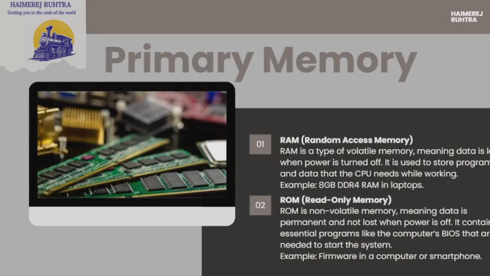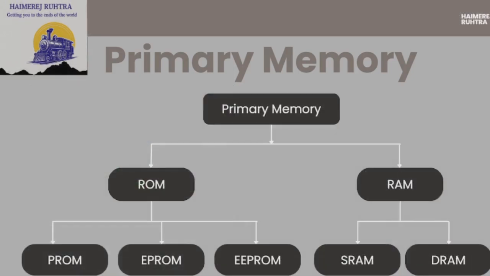Primary memory consists of the RAM and the ROM, where the RAM is a type of volatile memory. That means when the power is lost, you lose your data. Then you have your ROM, that's read-only memory, which is non-volatile, meaning data is retained, or is permanent, when the power is cut off. So we have the primary memory structure, divided into ROM and RAM.